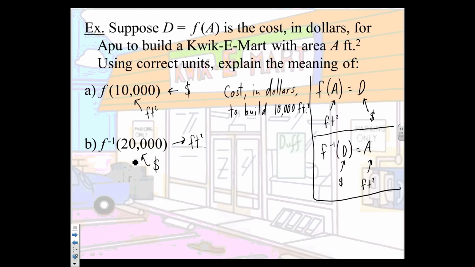So this time we're spending $20,000 and we're trying to figure out the square footage. So maybe this time it's the area. How about, instead of area, let's say size. This is the size in square feet that can be built for $20,000.